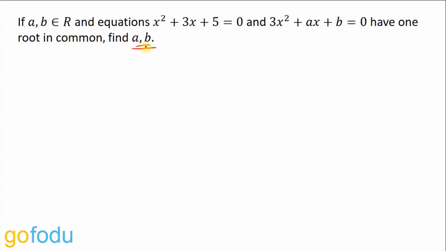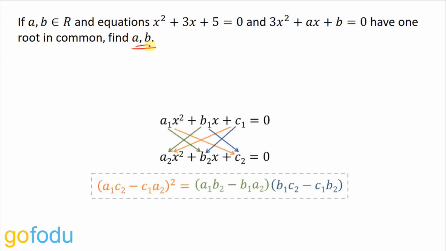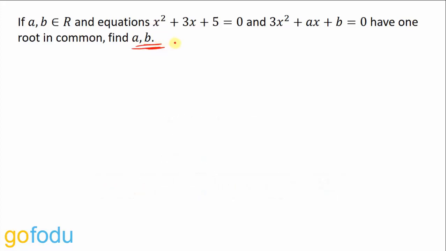One more thing that you have to notice here is that we have to find values of two variables. And the condition for one root common only gives us one single equation from which it is impossible to find the values of two variables, right? Another thing that you have to notice here is that this equation has discriminant less than 0. B square minus 4ac is less than 0. That means roots are imaginary here.